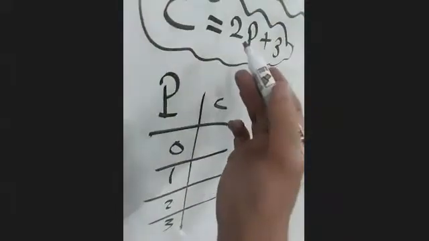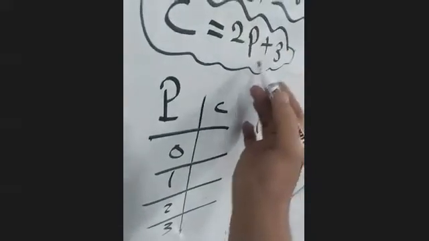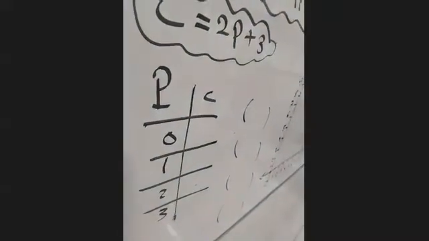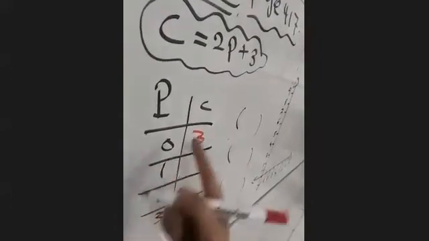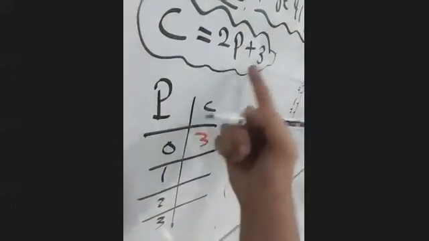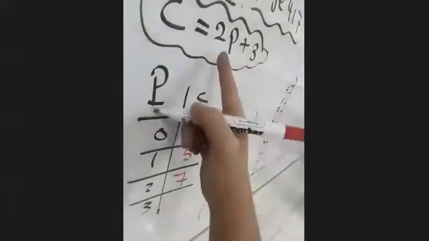Start from the first. C equals 2 multiplied by 0 plus 3. How much? 3. So I put here 3, guys. Now, the 1. What will I do? I will do the same: 2 multiplied by 1 plus 3. How much? 5. 2 multiplied by 2 plus 3. How much? 7. 2 multiplied by 3 plus 3. How much? 9. Now we have the table, guys.